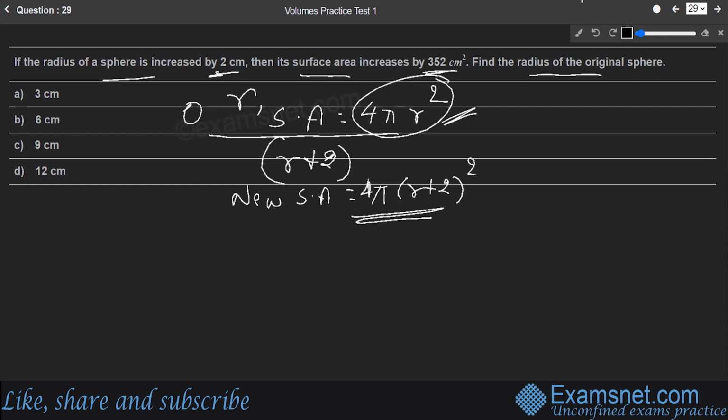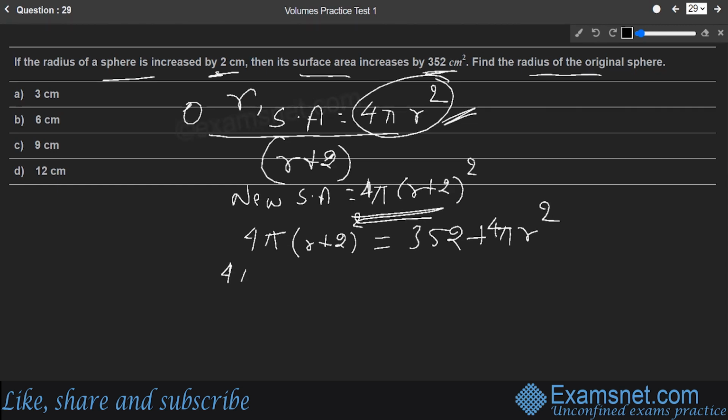So clearly we can equate them. So it has to be 4 pi (r plus 2) whole square, which is the surface area with an increment of 352 over the original surface area, that was 4 pi r square. Now we can make an equation out of this and then solve.